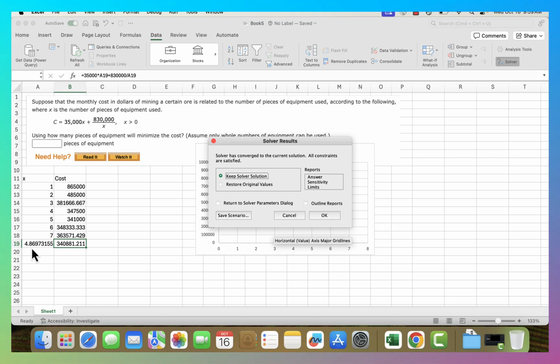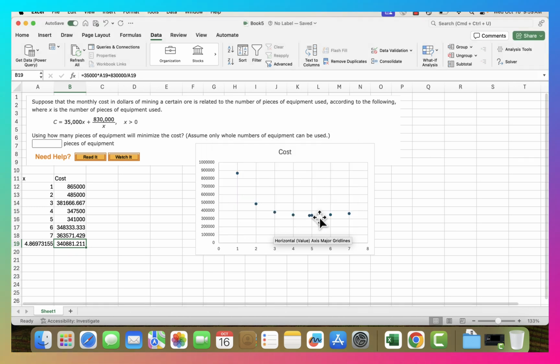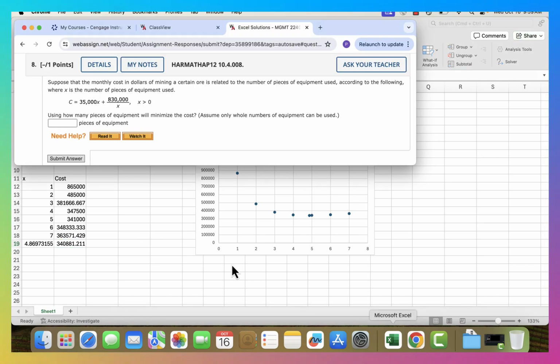And it found 4.869, and that my minimum cost was 340,000. Keep the solver solution. And then let's bring up WebAssign. How many pieces of equipment to minimize the cost? Only whole numbers of equipment. So the 4.86, let's round it up to 5 and submit.